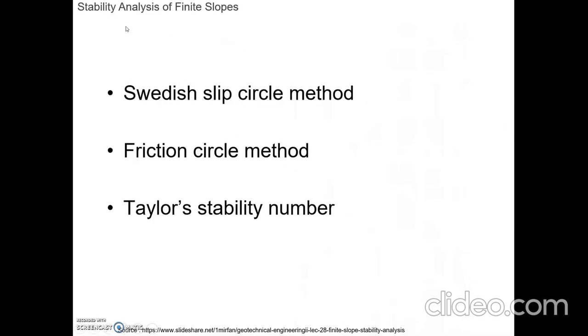Next, we will see various stability analysis methods for finite slopes. First one is Swedish slip circle method. Second is friction circle method, and last one is Taylor's stability number.